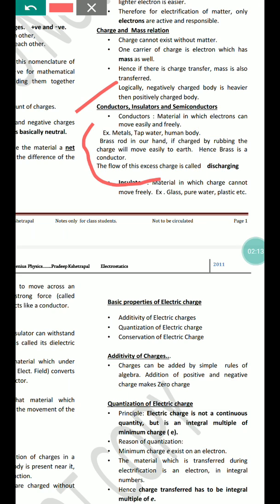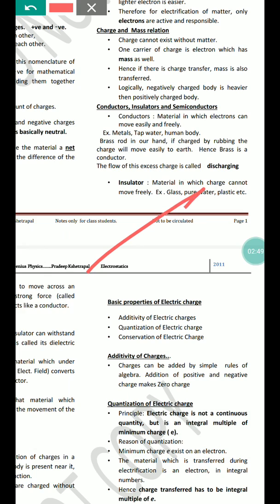The second type is insulators. Insulators are those materials which don't have any free charge particles or free electrons. They don't conduct electricity, so they are called insulators. Examples of insulators are glass, pure water, and plastic. This is the reason why we cover electric wires with plastic or other insulators.